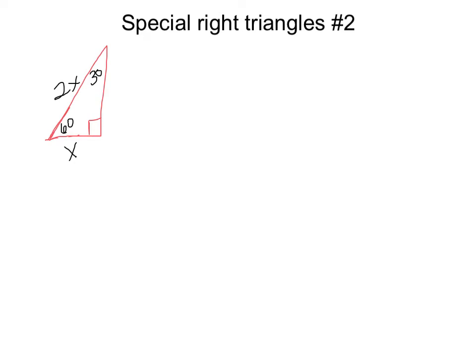Okay, here's a second video on special right triangles. So hopefully you've done the work for this already. You should have. If not, pause it and go back and do that worksheet. But here I have what we're going to call a 30, 60, 90 triangle, right? Just like the 45, 45, 90, 30, 60, 90 degrees due to the angles of the triangle.